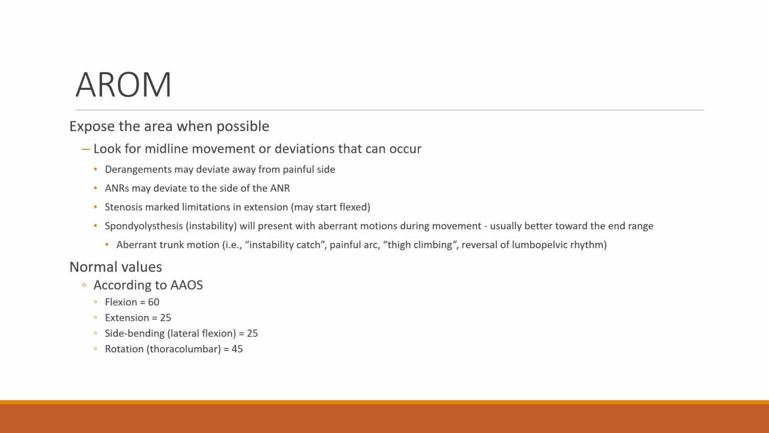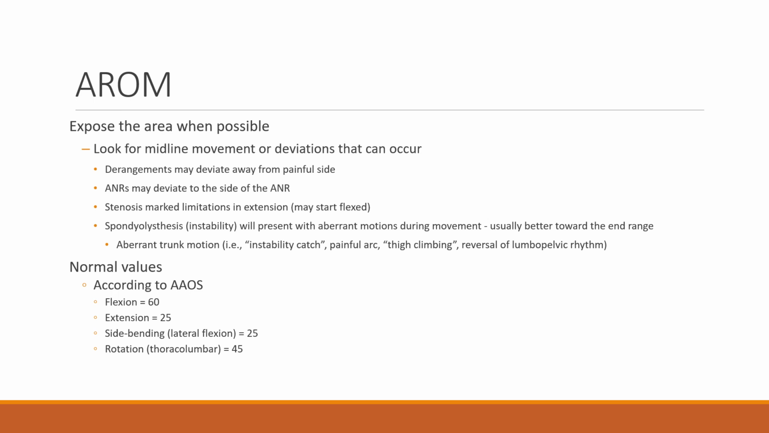Thigh climbing, that's when the patient flexes forward, and to come back up from that fully flexed posture, they have to place their hands on their thigh and help themselves up to get back up into that erect standing posture. And then reversal of the lumbopelvic rhythm. Again, this is somebody who may flex forward, but then to get back up, they may actually anteriorly tilt their pelvis and hinge at the hip to return back up to that erect standing posture.